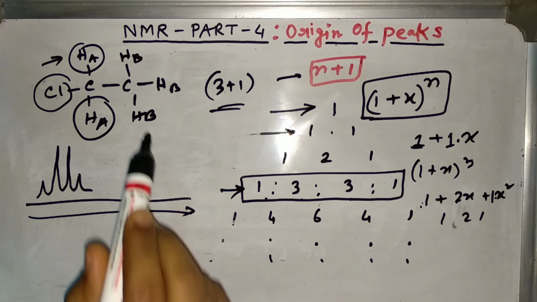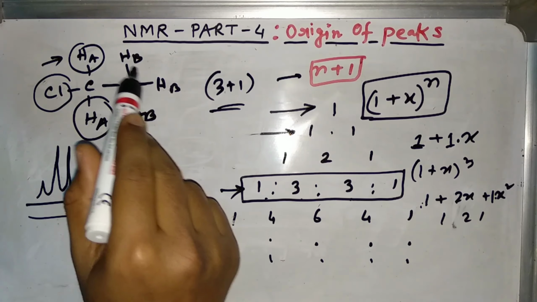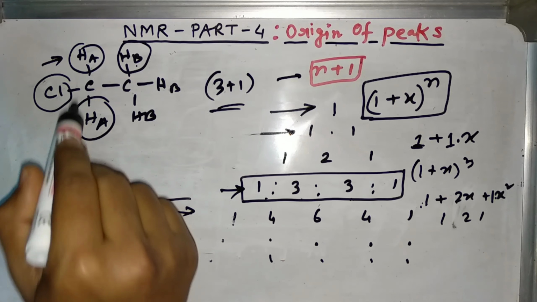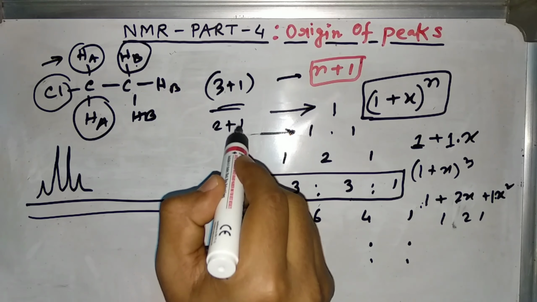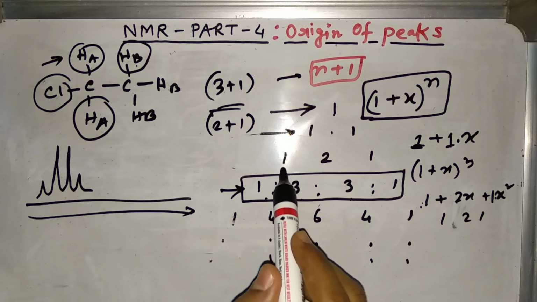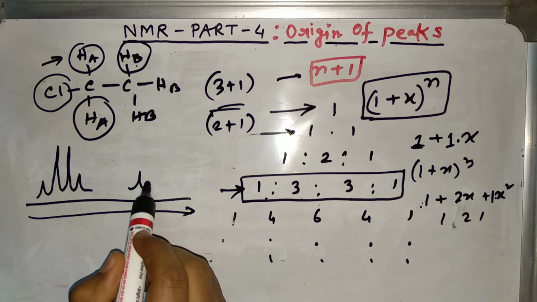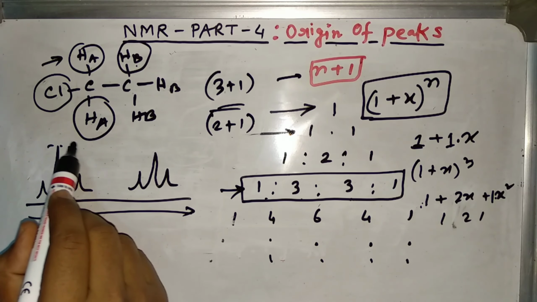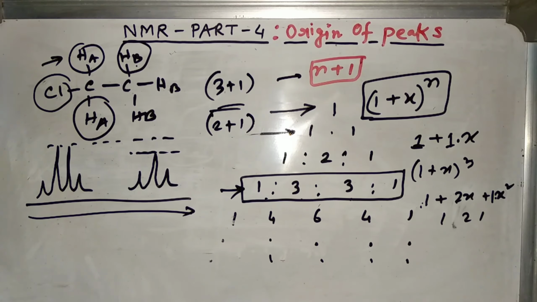And for the second one, the 3 HBs are chemically equivalent, so of course we can consider them as only 1. There are 2 adjacent protons, so 2 plus 1, that is a total of 3 peaks. 3 peaks means 1 2 1, so 1, twice the height, then 1. That means the height of this will be higher and the height of this will be lower. This is the theoretical model.